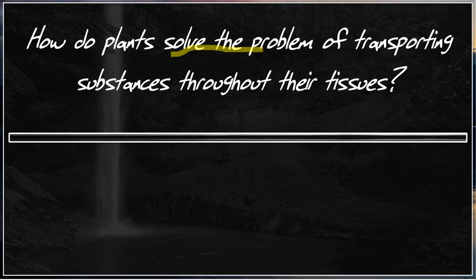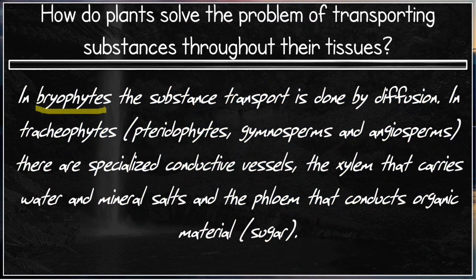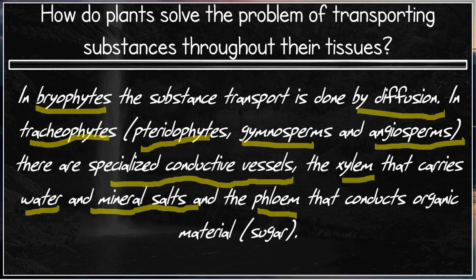How do plants solve the problem of transporting substances throughout their tissue? In bryophytes, the substrate transport is done by diffusion. In tracheophytes, those are the pteridophytes, gymnosperms, and angiosperms, there are specialized conductive vessels: the xylem that carries water and mineral salts, and the phloem that conducts organic material.